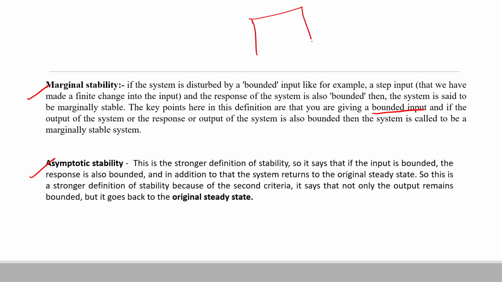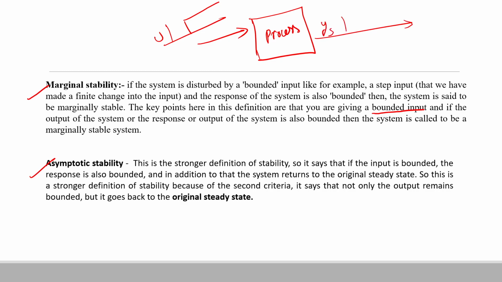So let's say we have a process, and I provide a step input. Corresponding to that, I get the value of ys, which keeps on increasing, but ultimately becomes constant at some fixed value. Then we can say that it is marginally stable.